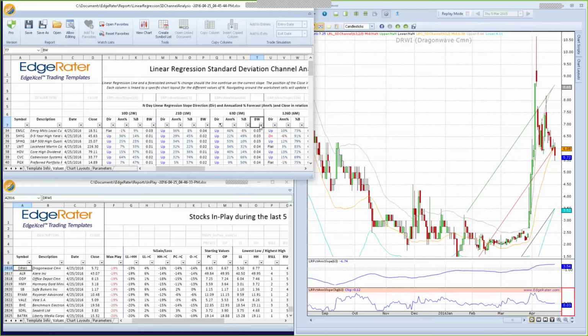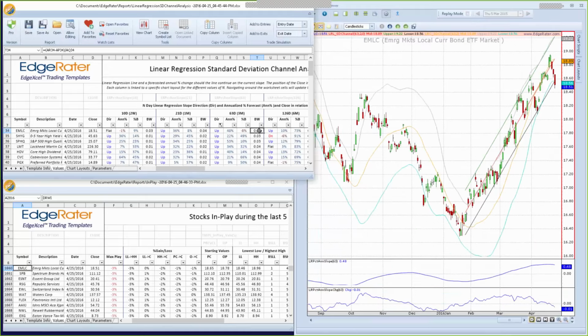Okay, so I've sorted by bandwidth. Some very low bandwidth type stocks have come up now. So this is a bond, and these things. Because I've sorted by bandwidth, I'm not sorted by annualized percent anymore.